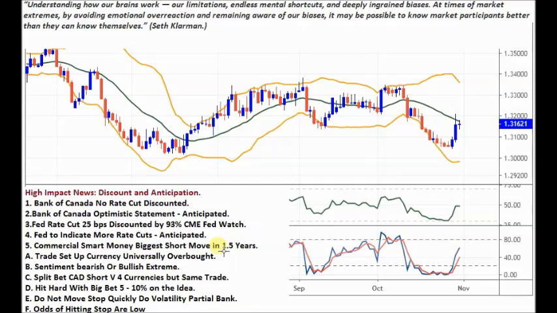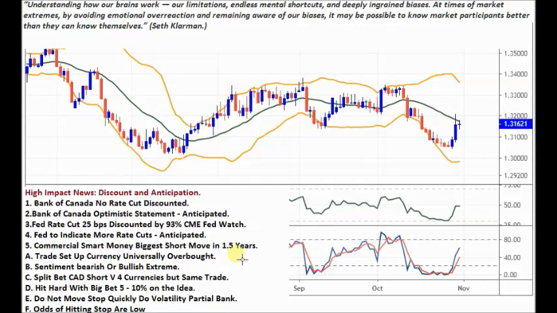Traders had anticipated they would, and of course that helped the CAD go down. Now, also backing up our view, the Canadian dollar was overbought. We had commercial smart money on the COT net traders position, our favorite smart money tool, indicating the biggest short move in 1.5 years. So basically, smart money commercials just hit the Canadian dollar with sells all over the place. The speculators really came in and bought hard.